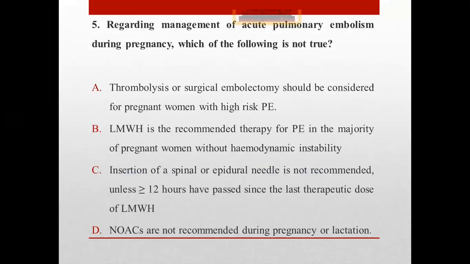Regarding management of acute pulmonary embolism during pregnancy, which of the following is not true? Thrombolysis or surgical embolectomy should be considered for pregnant females with high-risk pulmonary embolism. Low molecular weight heparin is the recommended therapy for pulmonary embolism in the majority of pregnant women without hemodynamic instability. Insertion of a spinal or epidural needle is not recommended unless more than or equal to 12 hours have passed since the last therapeutic dose of low molecular weight heparin. NOACs are not recommended during pregnancy or lactation. So answer please.